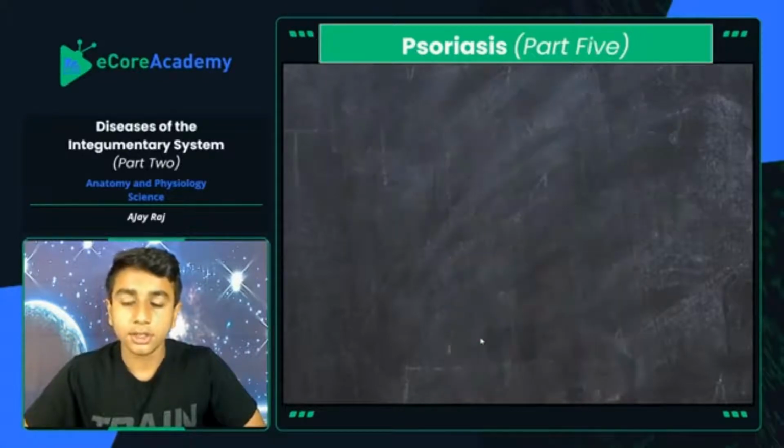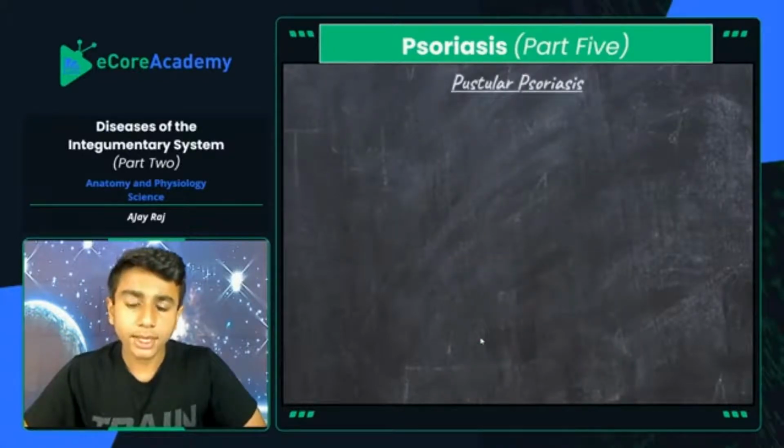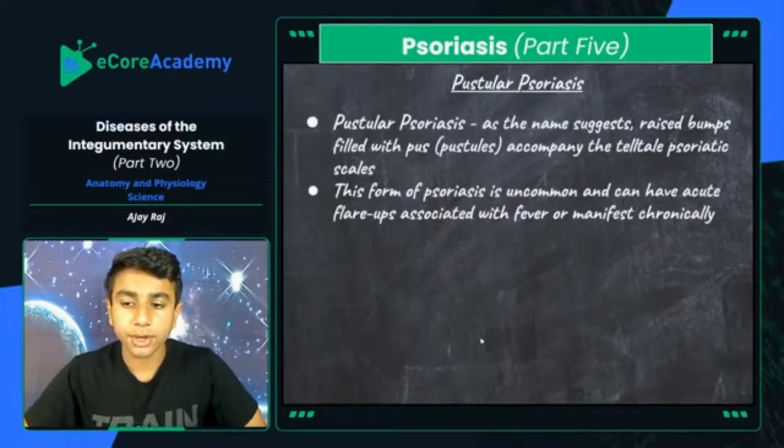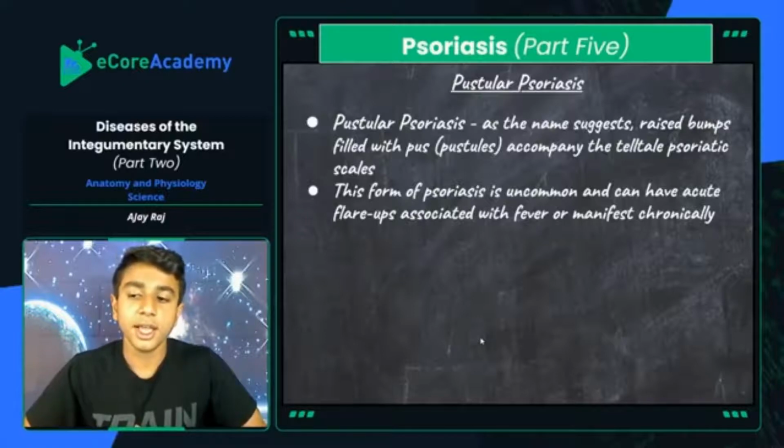All right, psoriasis part 5. The next type of psoriasis we have is pustular psoriasis. So pustular psoriasis, as the name suggests, has raised bumps filled with pus. So basically, it's pus-filled bumps on the exterior of the skin, and they accompany the telltale psoriatic scales.